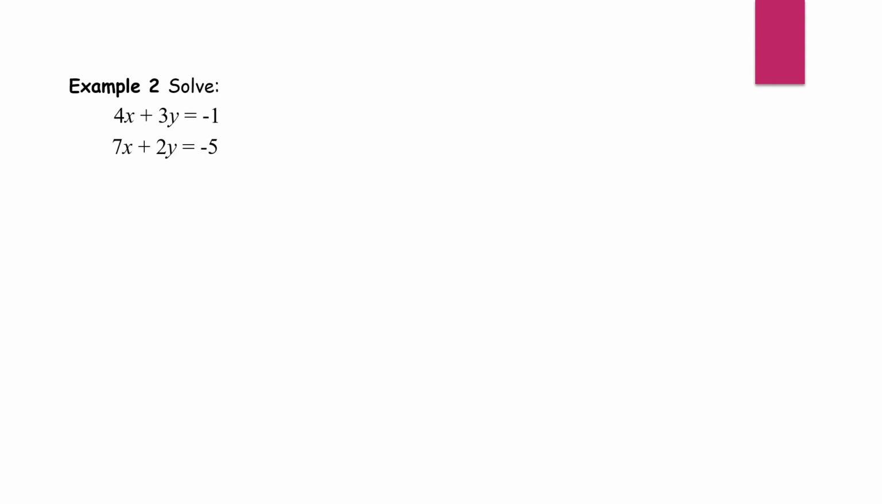So our final example is to solve 4x plus 3y equals negative 1 and 7x plus 2y equals negative 5. So the first thing we're going to do is we're going to label our equations. Now, in order to eliminate one of those variables, we need to make sure that the coefficients are the same. And you can see that the x coefficients are different in both equations and the y coefficients are different in both equations. So what we're going to need to do is we're going to need to scale both the equations and make equivalent equations that we can then use to eliminate either the x or the y term.